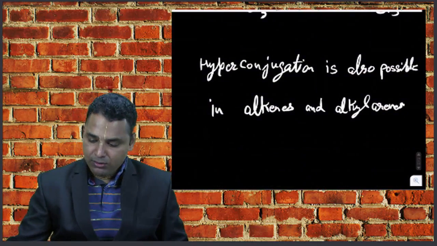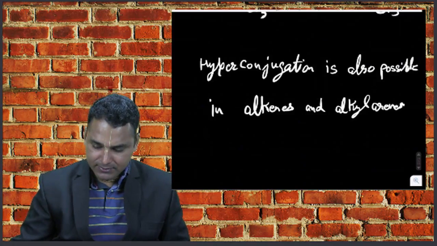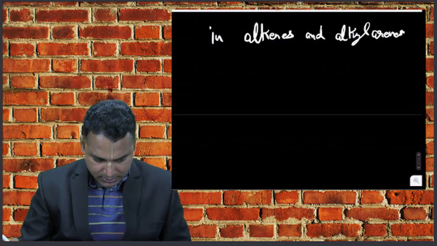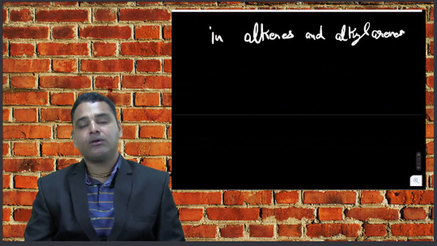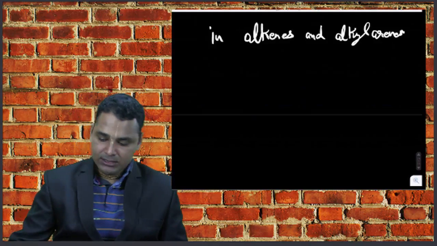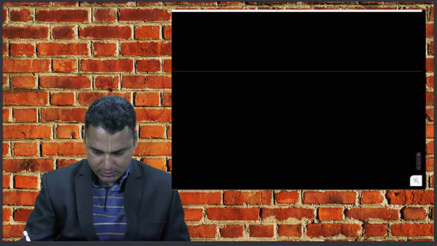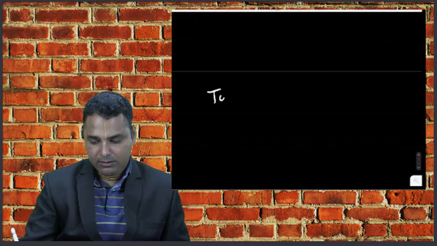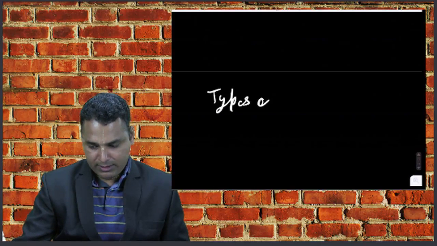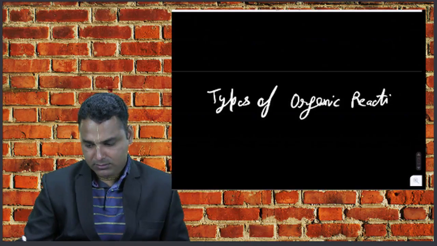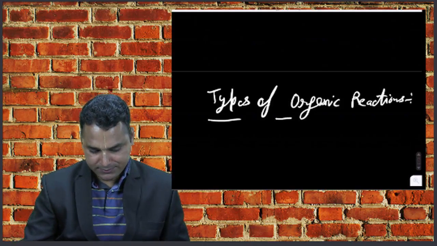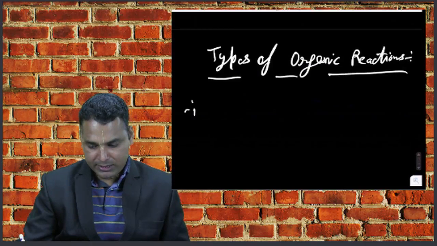Okay, now we will see some basic concepts, like the types of organic reactions and their mechanisms. But right now we will not go very deep into this, we will take a general overview. So, types of organic reactions. So the first kind of organic reaction is substitution.